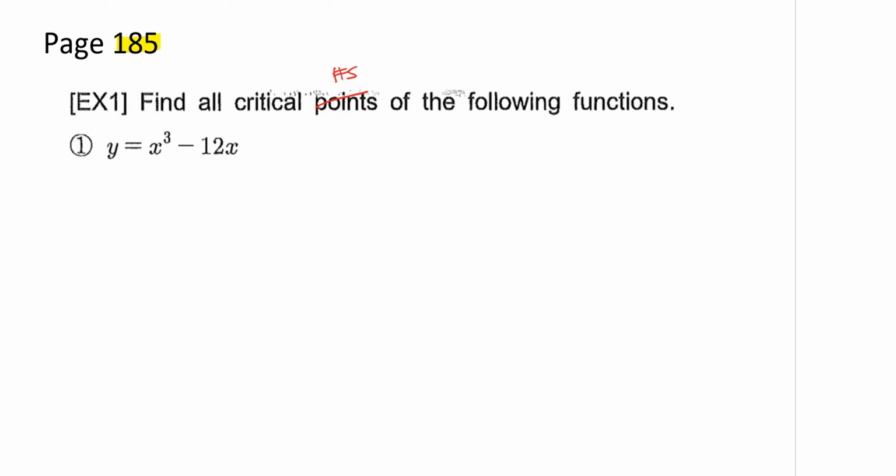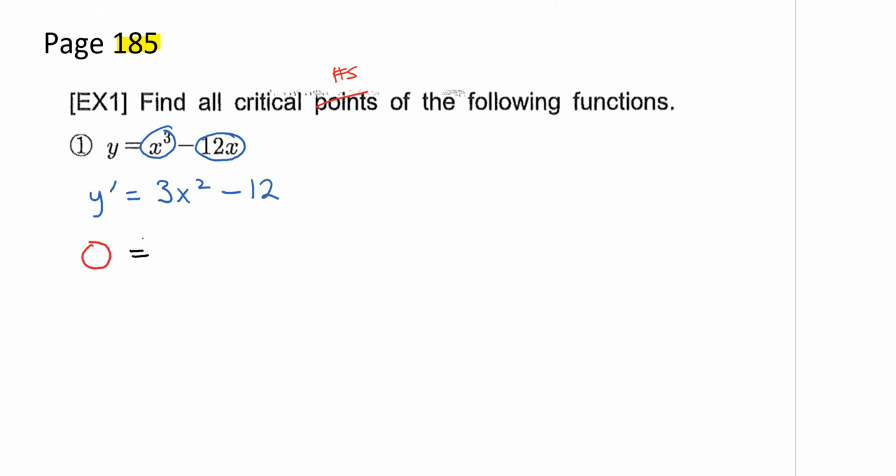I just need to take the derivative and set it equal to 0. Alright, so I take my derivative by writing out y prime, and x cubed, the derivative of that would be 3x squared minus, and the derivative of 12x is 12. And after that, I would set that equal to 0.